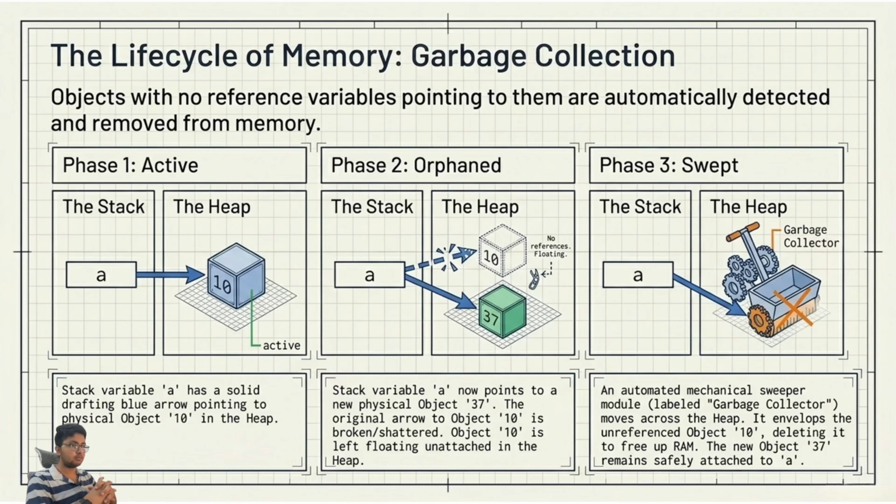Now just imagine that A is referencing 10 and now A references 37. So A is no longer referencing 10. Now you think by your own common sense that if A is not referencing 10 and there is no other variable that is referencing 10, so 10 is just garbage and it should not be present in the memory. Otherwise, it is just taking up more space and is of no use. So what will happen is that our programming language has an automatic garbage collector which collects such kind of garbage from our heap. So 10 will be removed and A will now reference 37 and only 37 will be left in the heap.